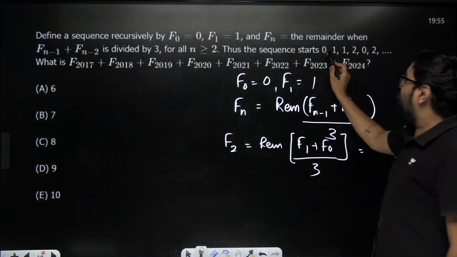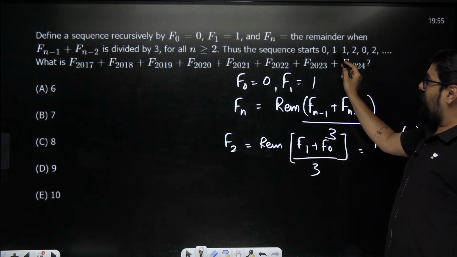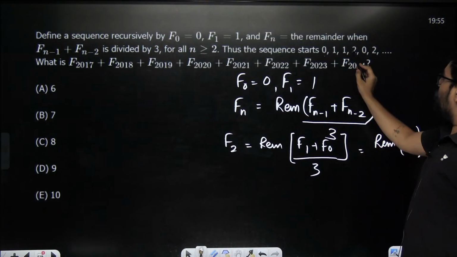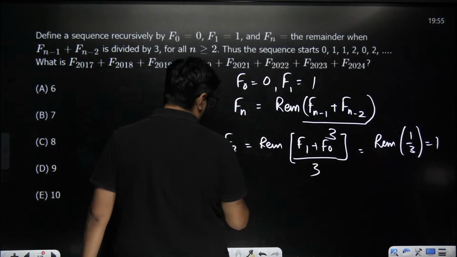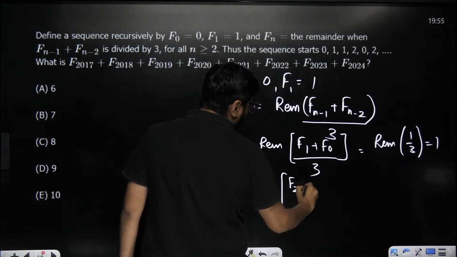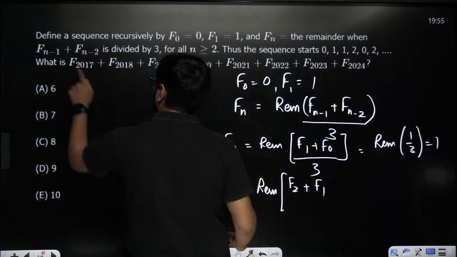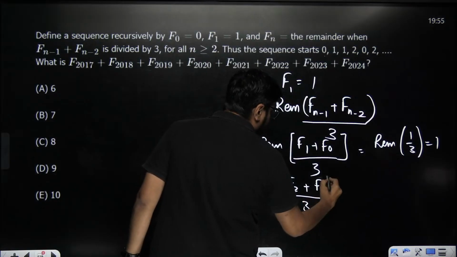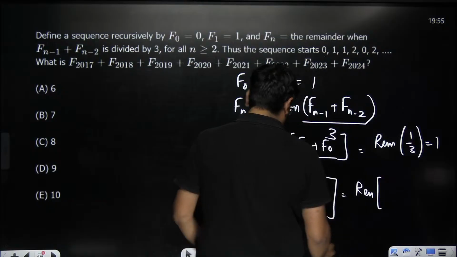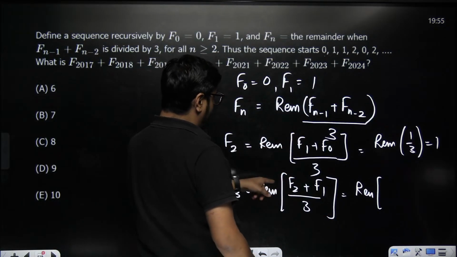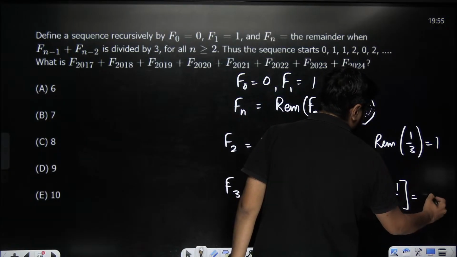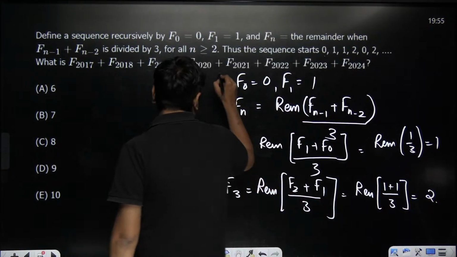The 0th term is 0, the first term F1 is 1, then F2 is again 1. Then F3 will be the remainder when F2 plus F1 is divided by 3. F2 is 1 and F1 is 1, so 1 plus 1 is divided by 3. That means the remainder will be equal to 2.